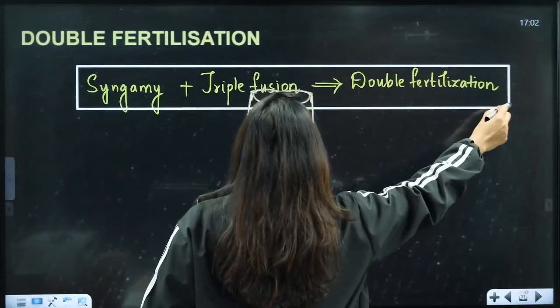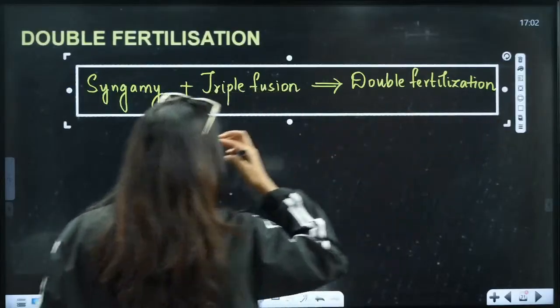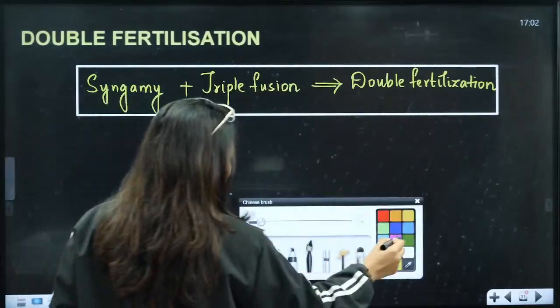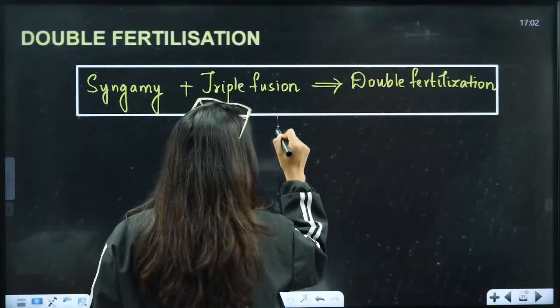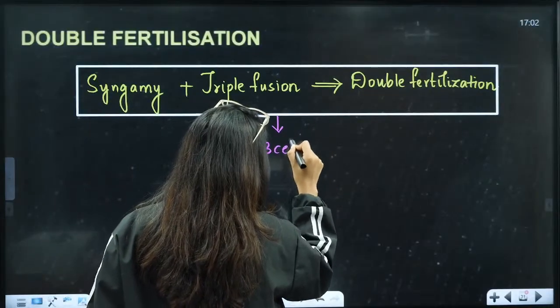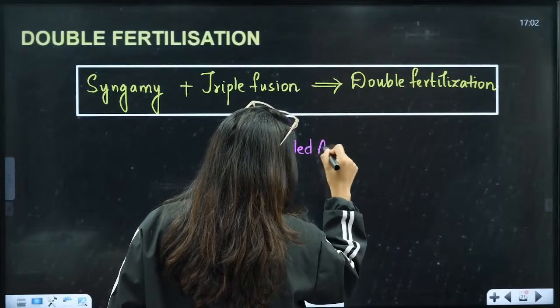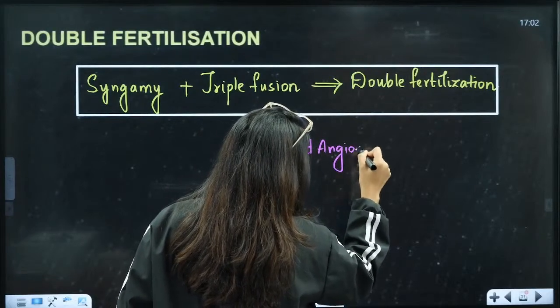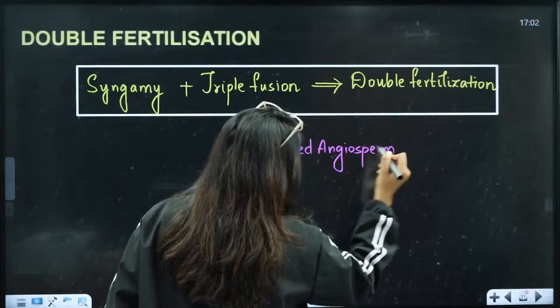This only happens in which stage? This only happens in a 3-celled stage pollen grain. Remember that. This double fertilization happens with a 3-celled pollen grain. That is in about 40% of them.